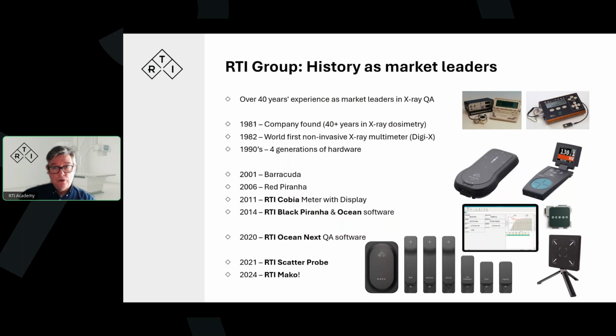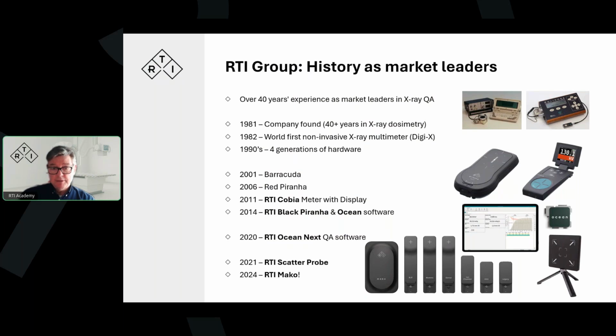In 2021, that's 5 years ago, we launched the RTI Scatter Probe. That was in the tail end of the COVID pandemic, so that was quite an interesting launch. It's a new technology, and it has taken some time for it to get traction in the market. We're now seeing quite a pickup in the interest in the Scatter Probe. I hope that after this webinar, we'll see a similar development also in the Indian market. Then 2 years ago, we launched the RTI Mako, which is the latest instrument launched into the market.